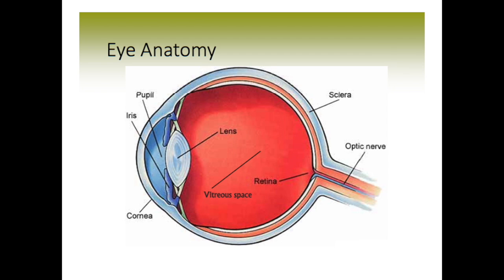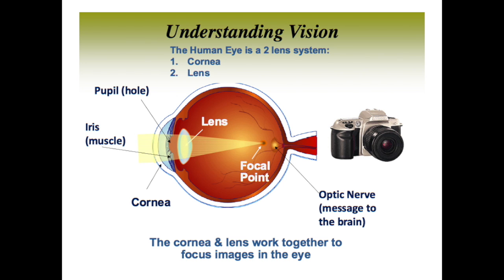So the eye is a two-lens system. The cornea and the lens both bend the light rays, so ideally they come to a sharp focal point right on the retina.